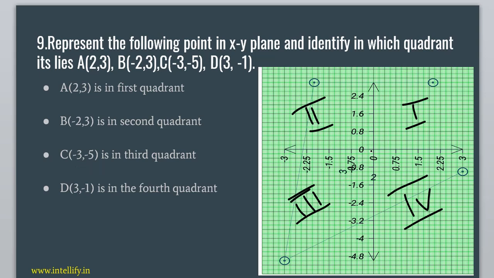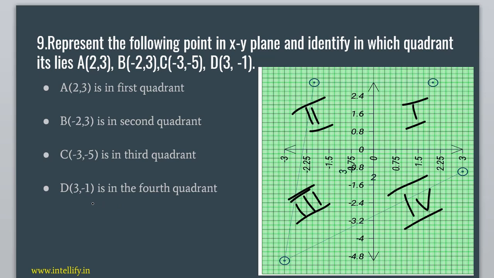And after that we have minus 3 comma minus 5. The x coordinate, minus 3, is negative, so we'll go 3 units on the negative side of x, and the y coordinate is also negative, so we'll go downward 5 units. So it will represent minus 3 comma minus 5, which is in the third quadrant.